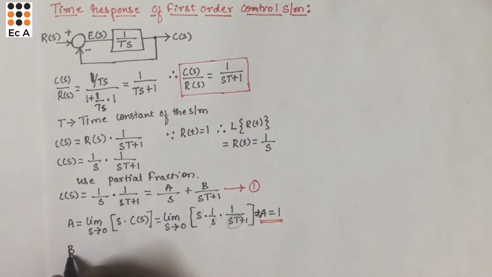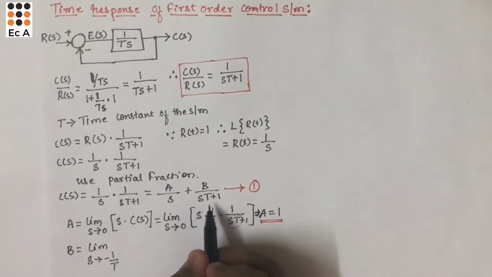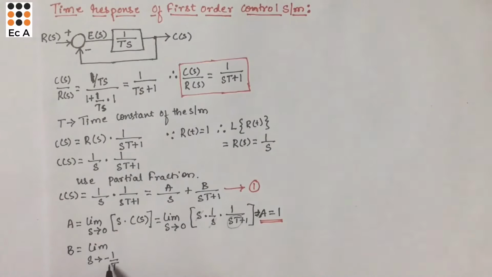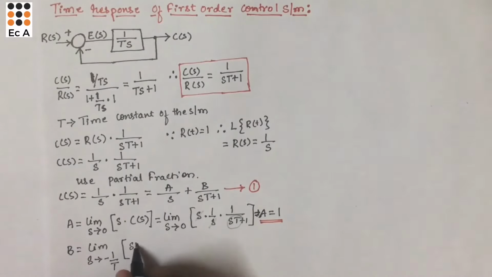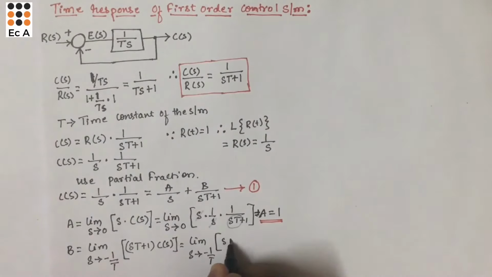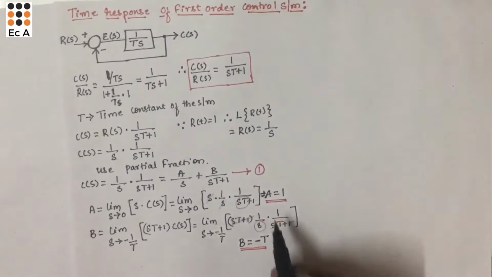We can find B. B is equal to limit of s tends to minus 1/T. From this denominator we can find this limit, so s is equal to minus 1/T. To find B, we will apply limit s tends to minus 1/T of (Ts + 1) into C(s), which is 1/s into 1/(Ts + 1). So we can cancel out these two terms. If we put s equal to minus 1/T, the value of B will be equal to minus T. So we found both the values of A and B.